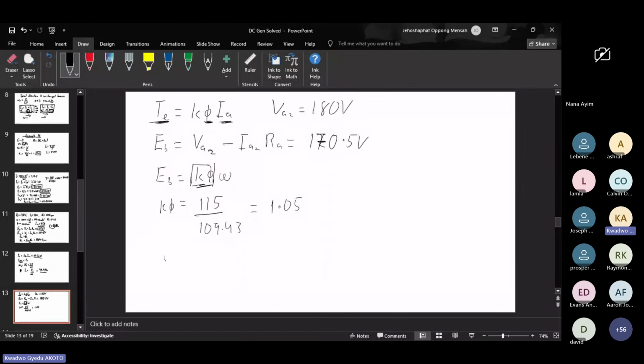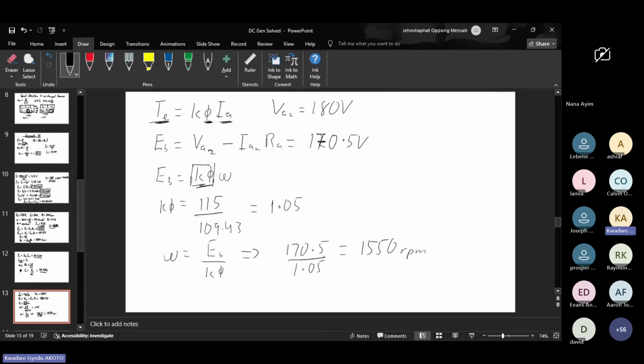So we can then substitute 1.05 here. We are going to get omega is equal to EB on K phi. So we have here 170.5 on 1.05. This is going to give us our speed at this voltage to be 1550 RPM. All right.